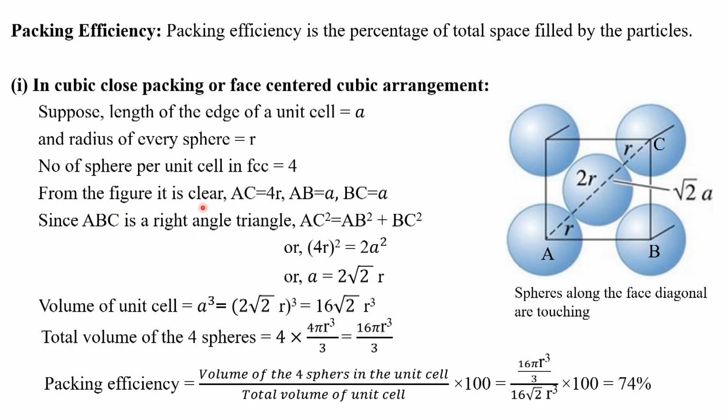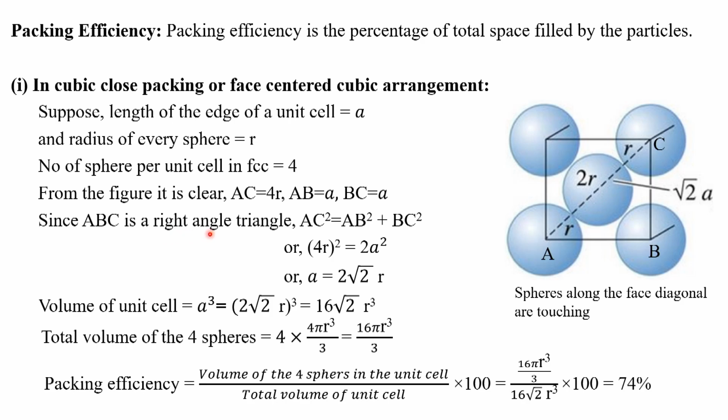Okay, so from the figure it is clear that AC is 4r. If you consider AC here, this is radius r, this is diameter 2r, and this is r. So this is 4r, right? AB is a. So AB, if we consider this one, AB is a, and BC is also a, right? Here BC is also a.